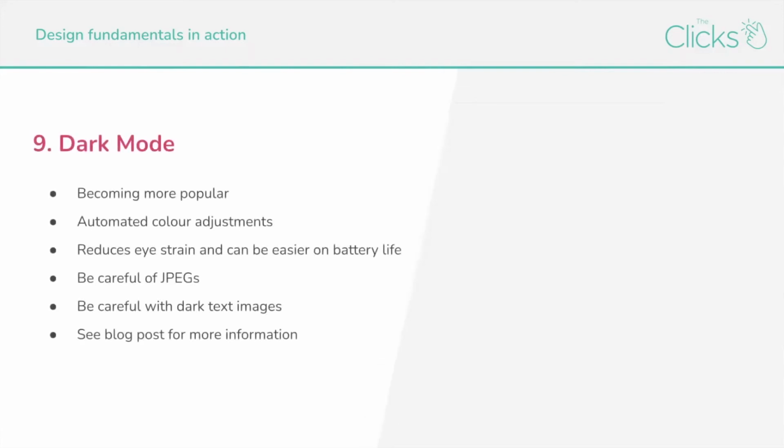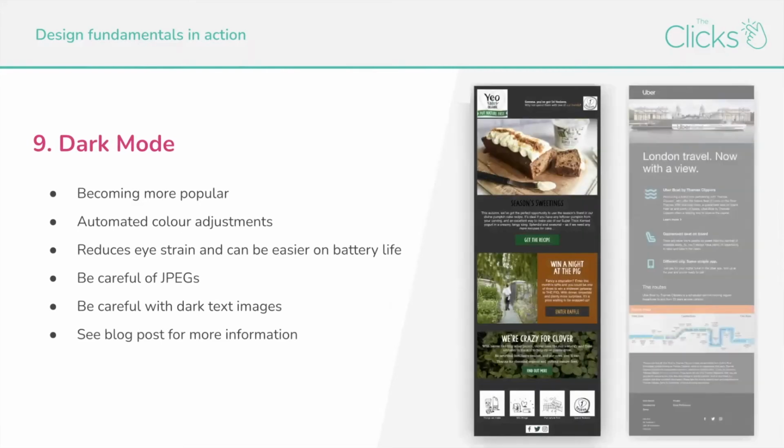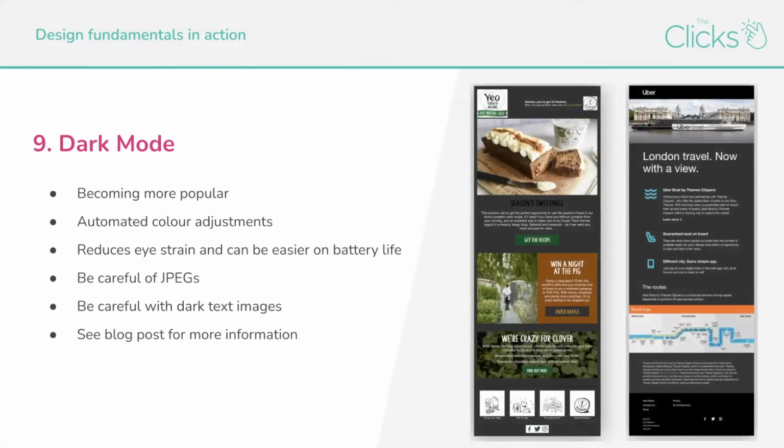And finally, we have dark mode. This is something that is becoming way more popular these days, with Apple and Google and Outlook creating dark mode options for their users. And these are some examples of how dark mode emails can appear. And users might opt for dark mode because it can reduce eye strain, especially if you're in a dark room or at night. And it can also be easier on the battery life because it's not showing that really bright screen that can drain your phone battery.